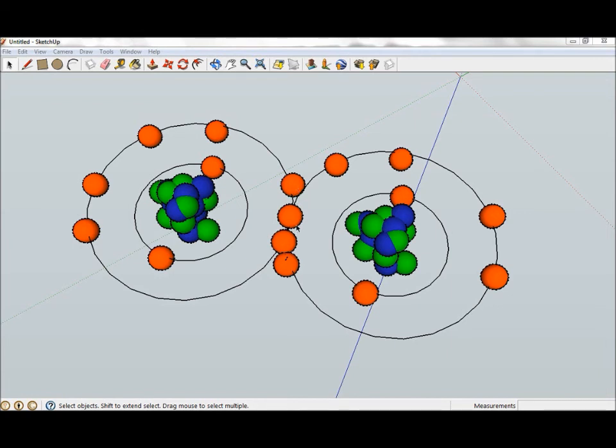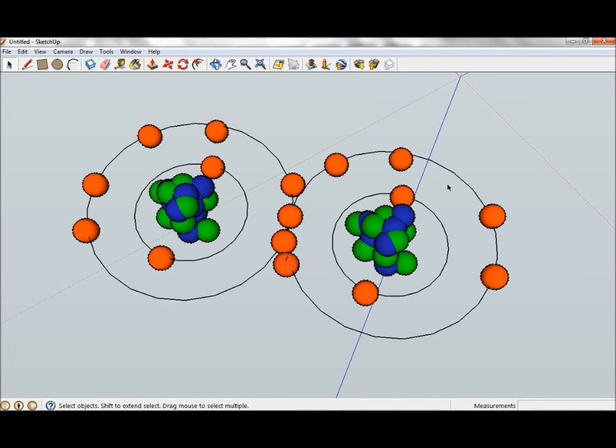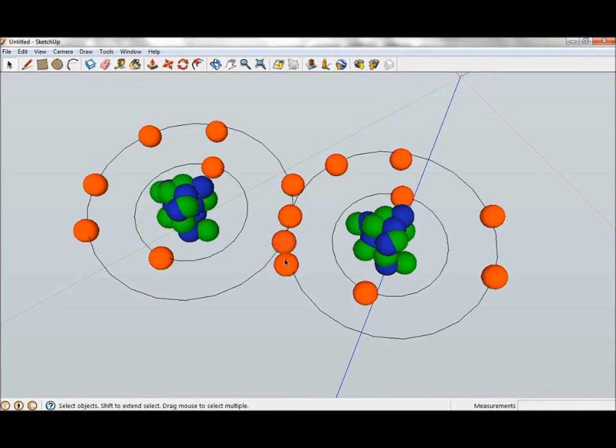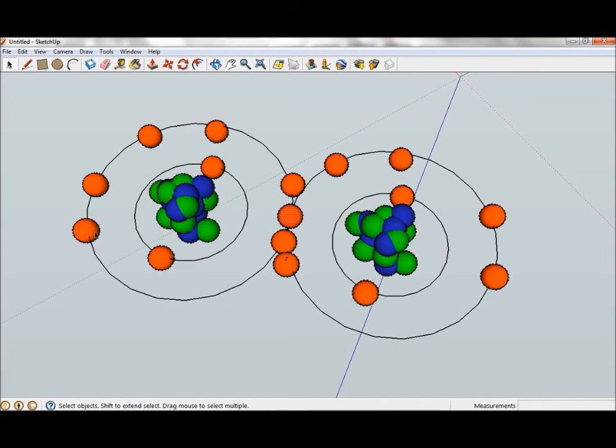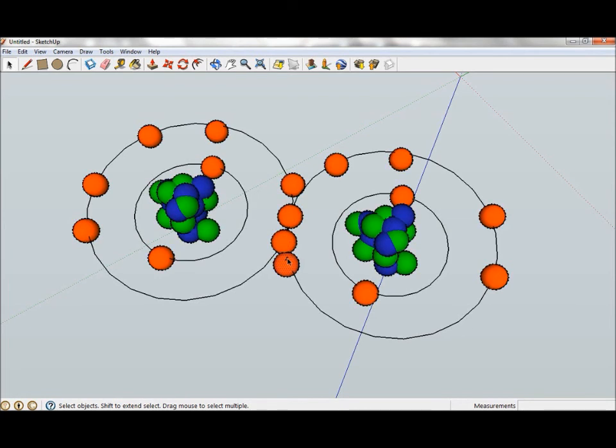See, the 2 atoms share a total of 4 electrons between them. 1, 2, 3, 4. And they also have full shells now. 1, 2, 3, 4, 5, 6, 7, 8. Triple bonds and so on can also occur.